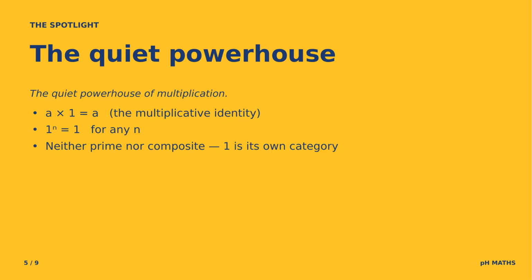3 things make 1 special. 1. A times 1 is A for any number. 2. 1 to any power is 1. And 3. 1 is neither prime nor composite. It's in its own category. And that third point is the one that students get wrong. Do not say 1 is prime, because it's not. It's the multiplicative identity, and that is a category of 1 number only.